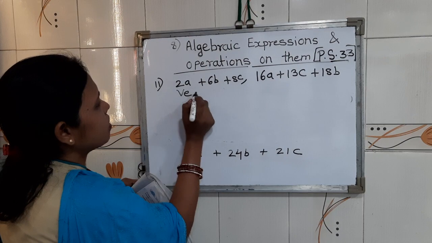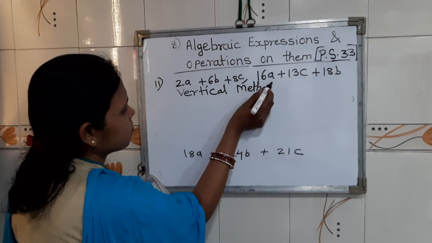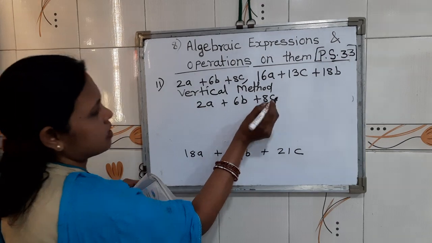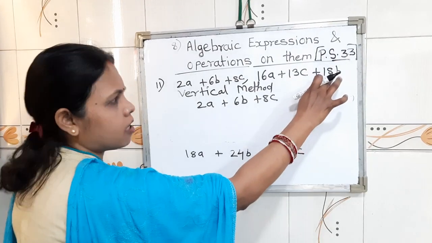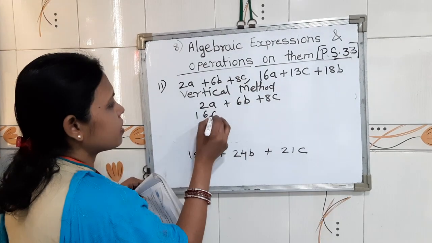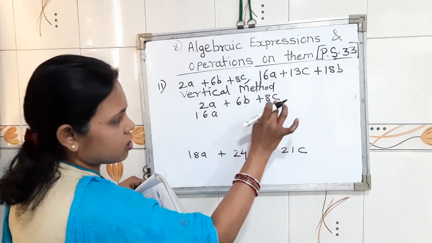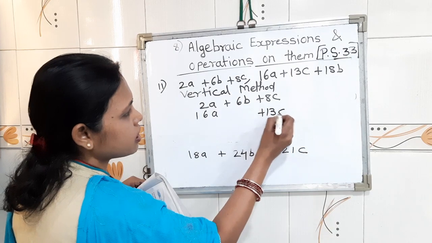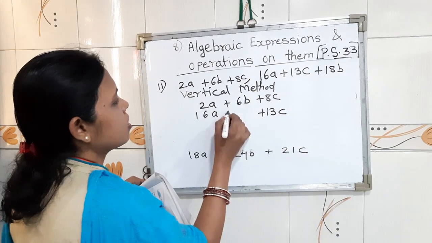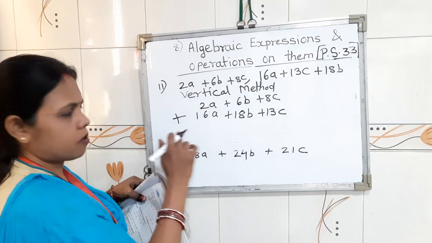Now the vertical method. First one 2a, 6b, 8c. Now when we write the second expression, we see the first term is 16a. We will write 16a down below that. The second one is 13c. Where is 13c? We will see first. This one is 13c. Therefore 13c we have written down below the c term. Then the third term is 18b. Then 18b. Now, addition, that's why we put the plus sign.